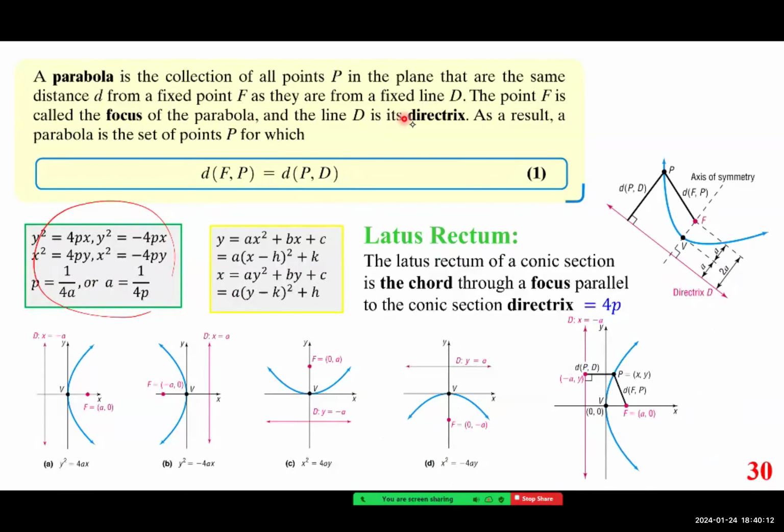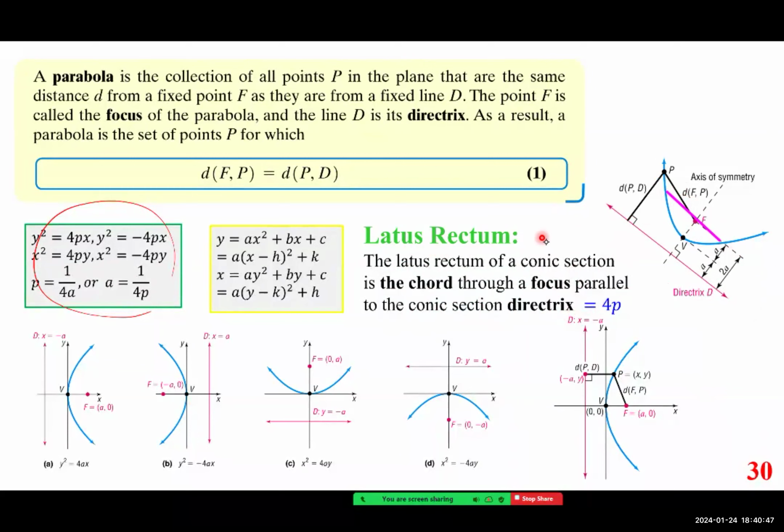So with that being the case, let's also define the latus rectum, which, by definition, is the chord or line segment through a focus, parallel to the conic section's directrix, and it's 4p. So here's the directrix, and here's the focal point. You draw a parallel line. This distance is called the length of the latus rectum, and it's equal to 4p.